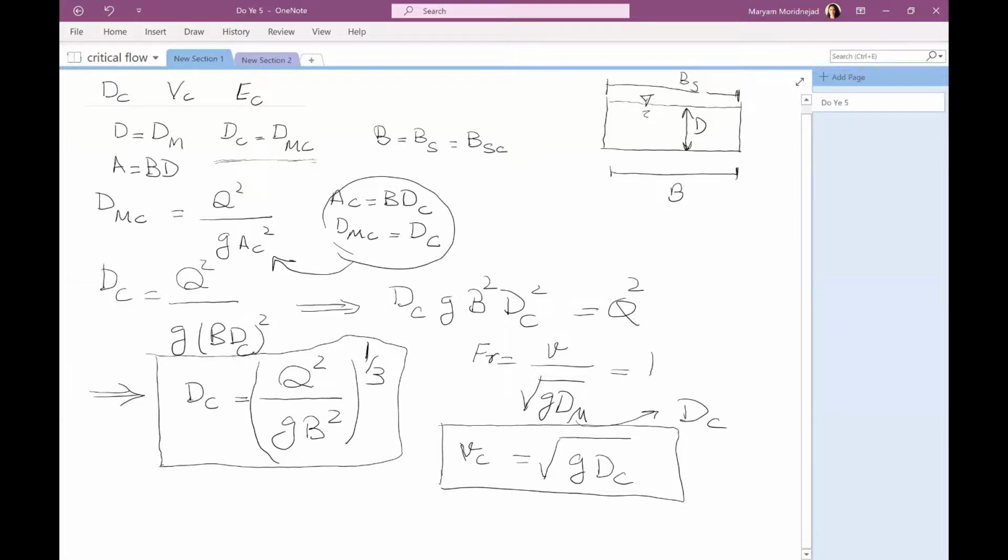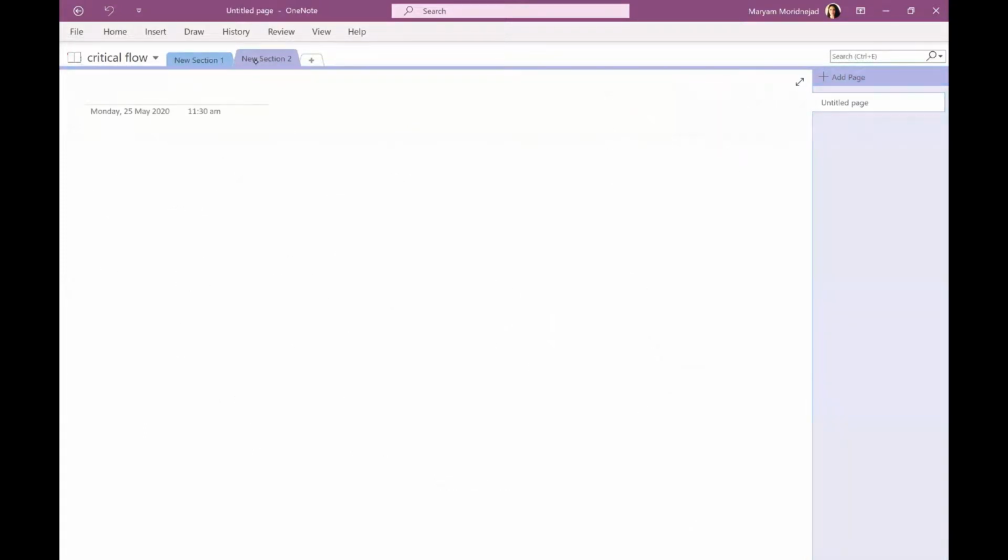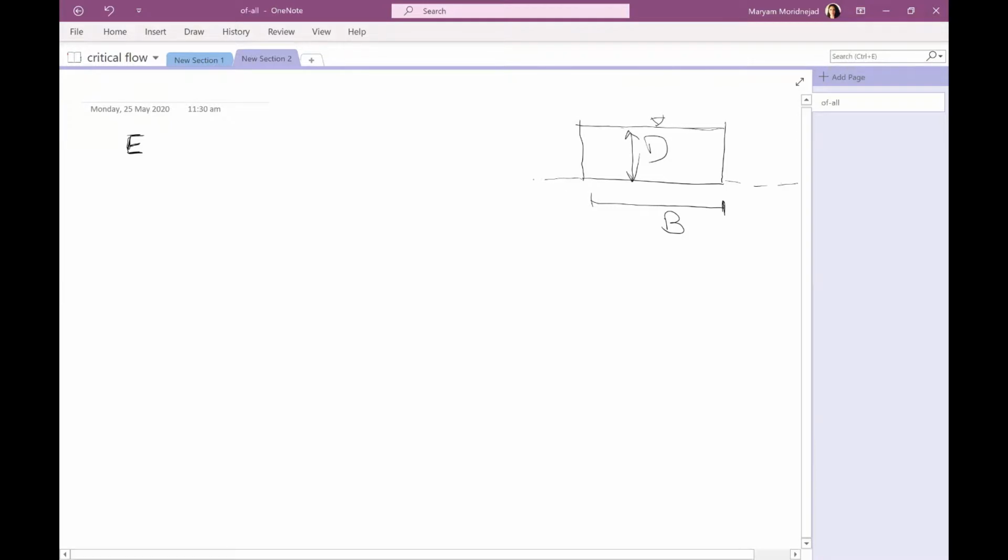So now let's look at how we can find the specific energy in a critical flow in a rectangular channel. What was the definition of specific energy? Where did we find it from? It was from the Bernoulli equation in an open flow channel. So I will draw our rectangular channel, still with the width B and depth of D. First of all, assume that this is our datum.